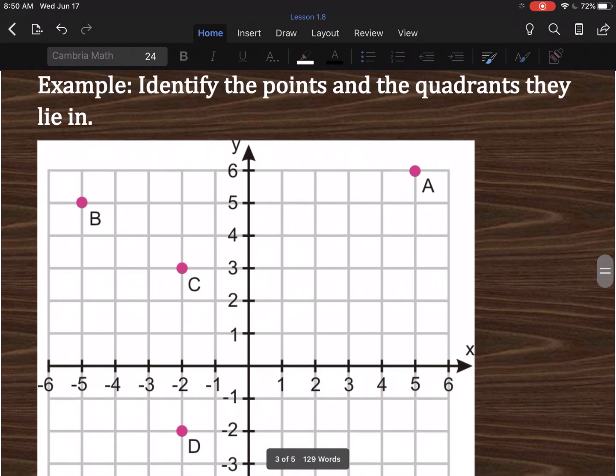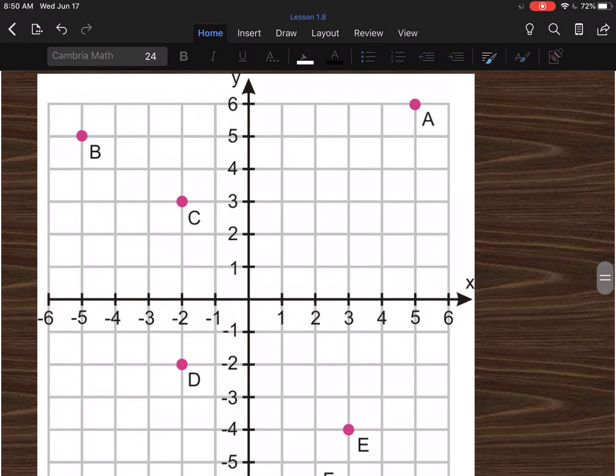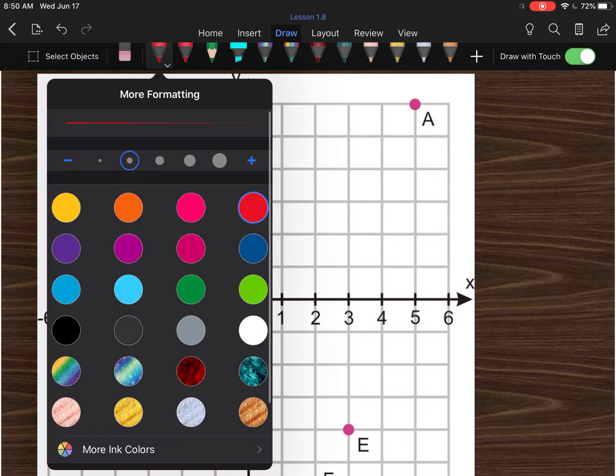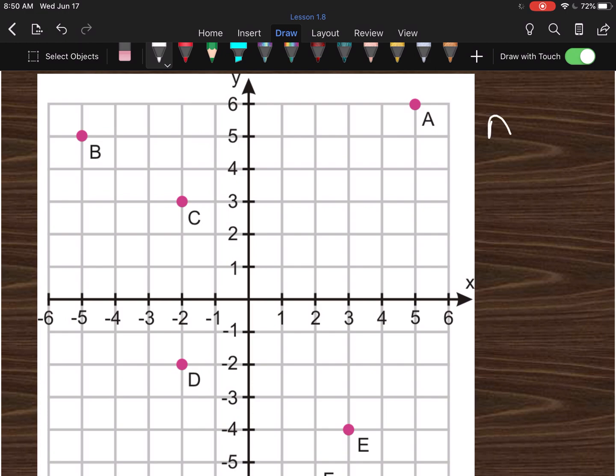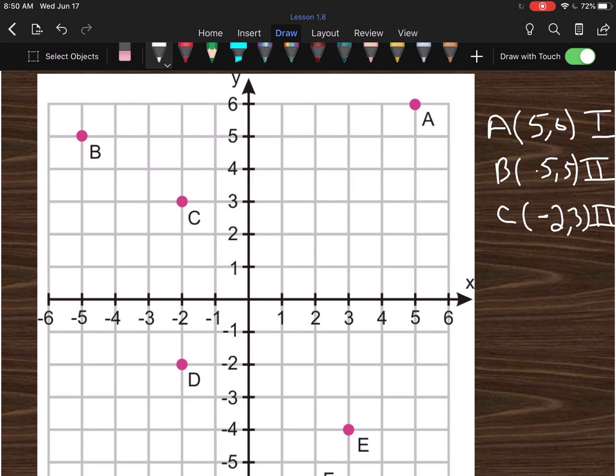Similarly, this is not new. Identify the points and the quadrants they're in. So where is A? What's its ordered pair? Well, it's right 5 and up 6. And it's in quadrant 1. B is left 5, up 5. So B is at negative 5, 5. And it's in quadrant 2. C is left 2, up 3. So negative 2, 3. It's also in quadrant 2.